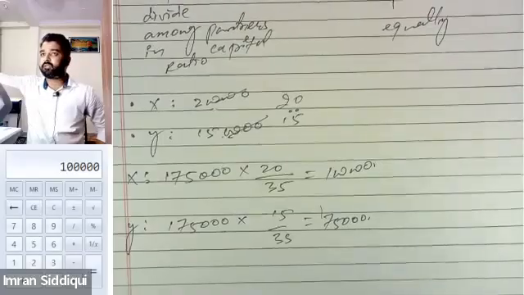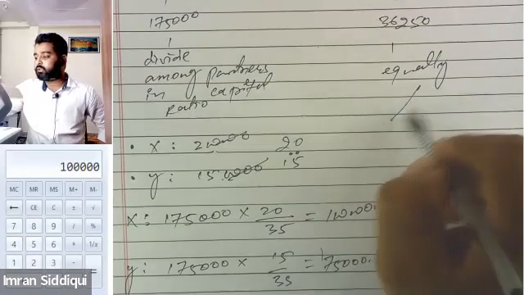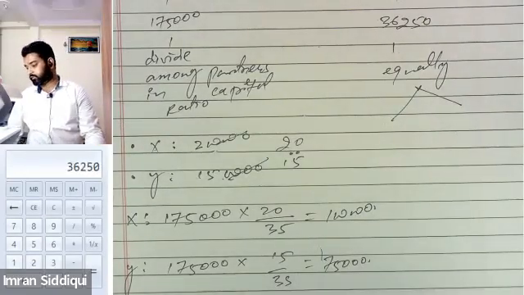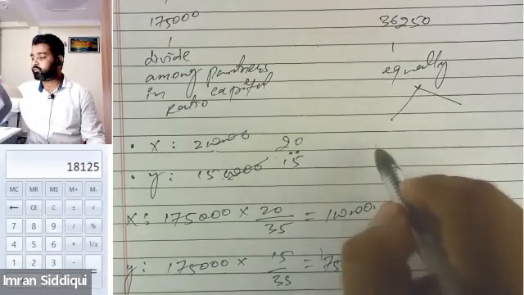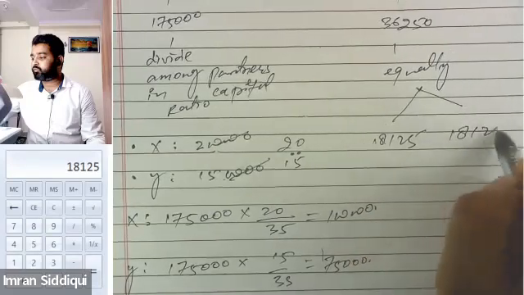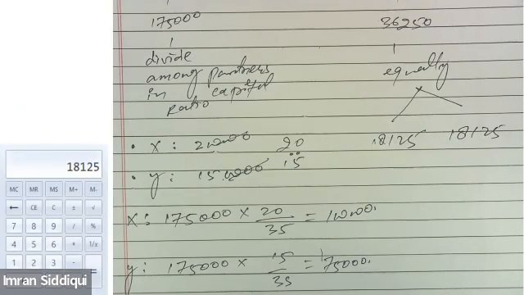Yes, sir. Now see the remaining profit. What is the remaining profit? The remaining profit is 36,250. This needs to be divided equally. So let's divide this value equally. 36,250 divided by 2 will be 18,125 and 18,125.